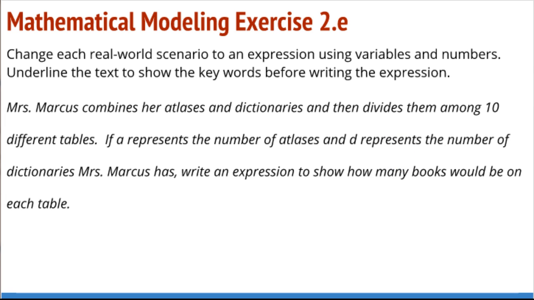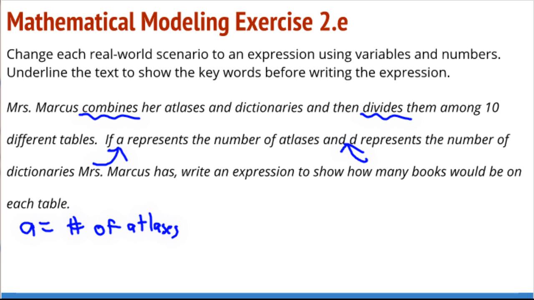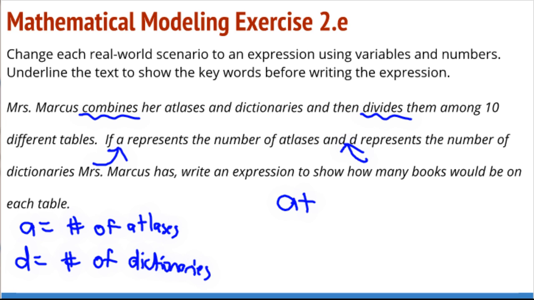Mrs. Marcus combines her atlases and dictionaries and then divides them among 10 different tables. A is going to be the number of atlases, and D is the number of dictionaries. So A equals number of atlases, and D is equal to the number of dictionaries. And it says we want to combine those. So I have combined the number of atlases and dictionaries.